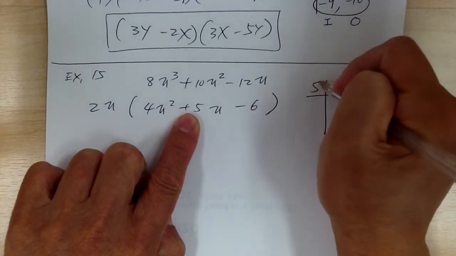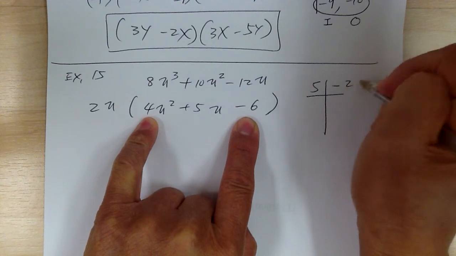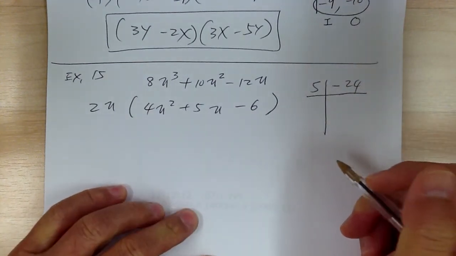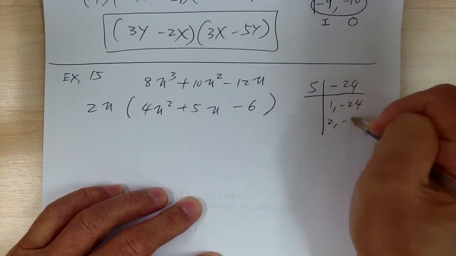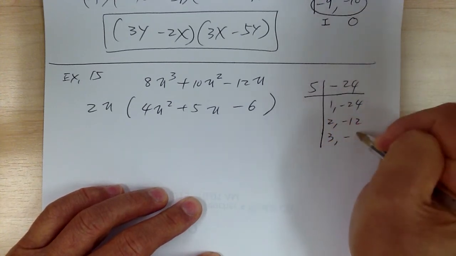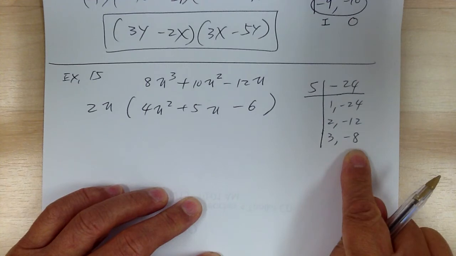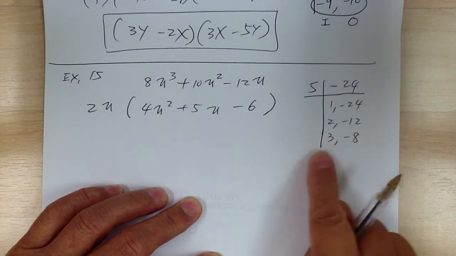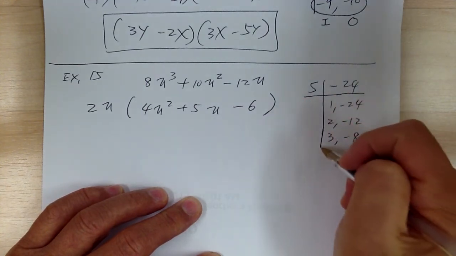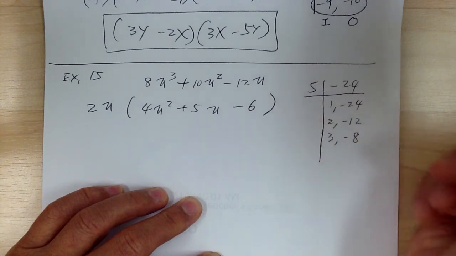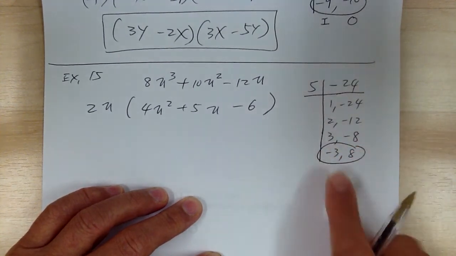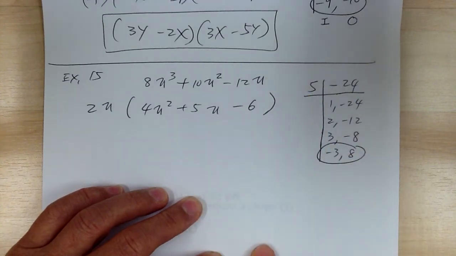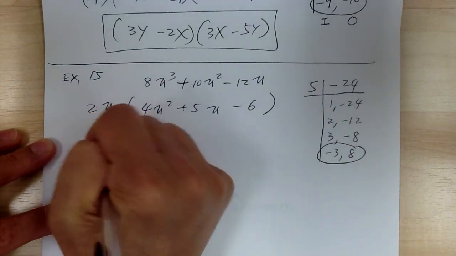So you've got 5 and negative 24. Again, you can start with 1 comma negative 24, 2 comma negative 12, 3 comma negative 8. By the time we get over here, you can see that the numbers are correct, but the sign is opposite. So what you want to do is just switch the sign. So you get negative 3 and 8. Negative 3 and 8 will give you the 5, right? So follow it through.